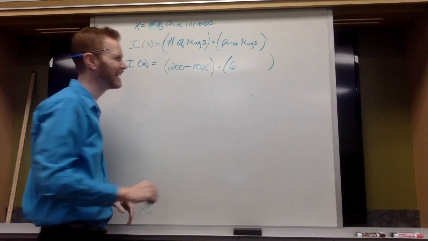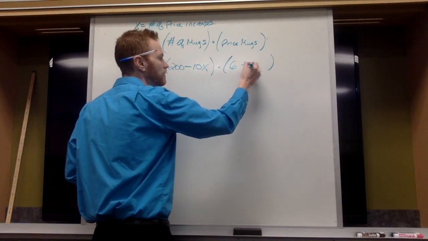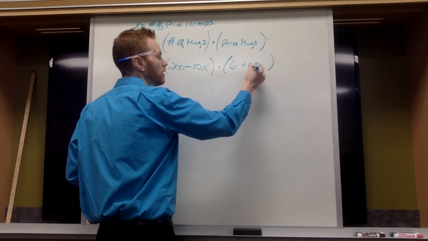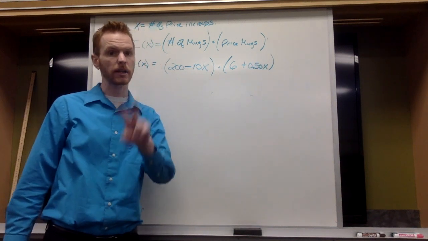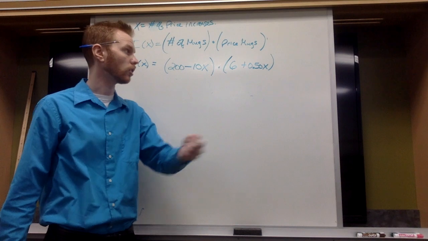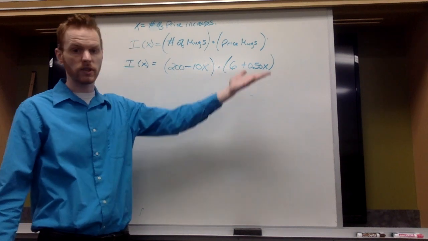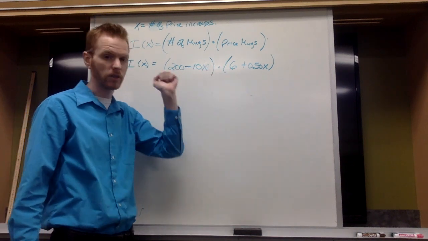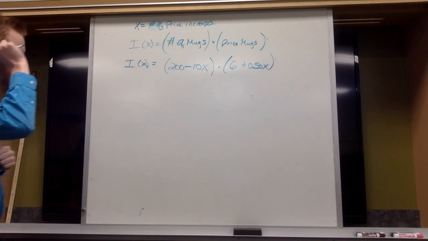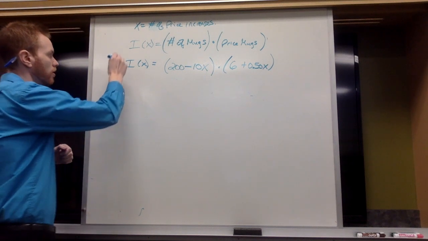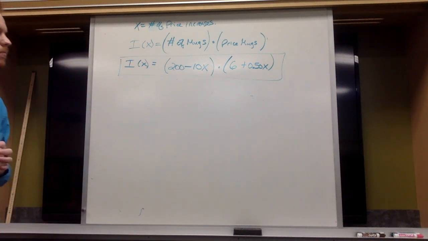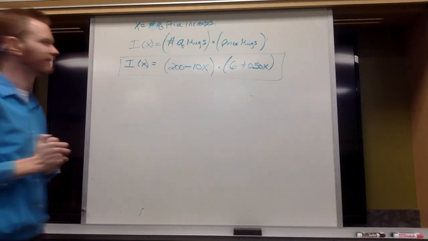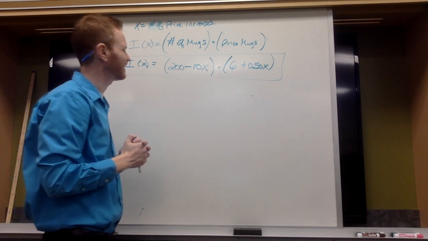Sorry. I'm going to add 50 cents times x for every price increase. So if I increase the price twice, that's $1. $6 plus $1 is $7. Good. This looks like it's going to work for me. Okay? This is now my function. Looks pretty cool, huh?